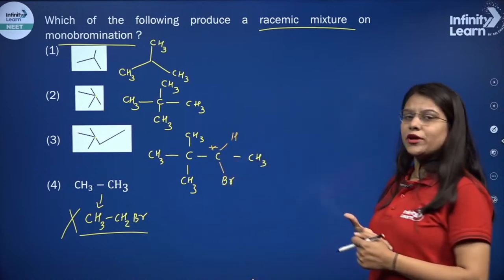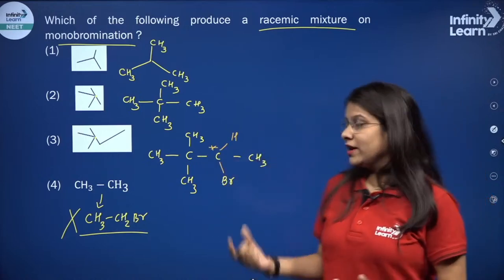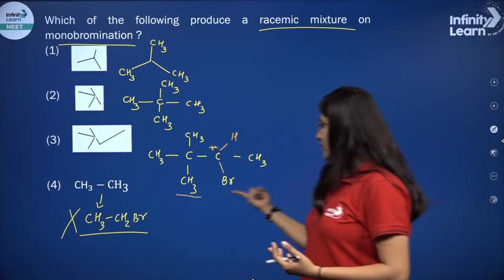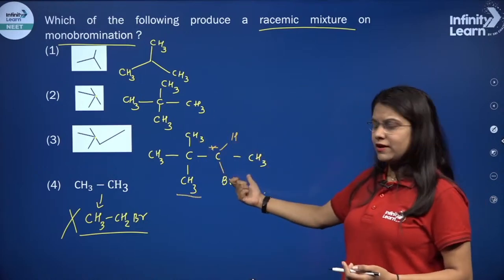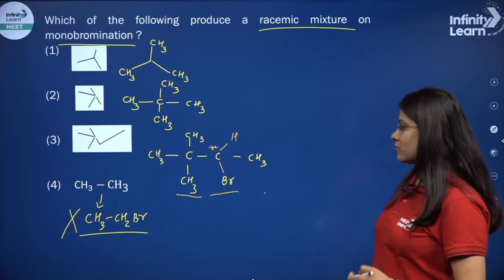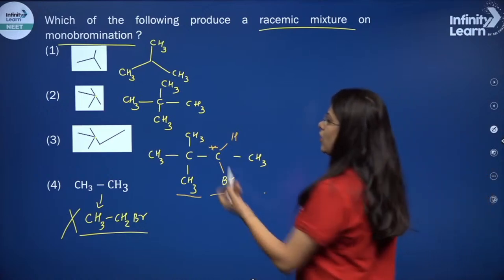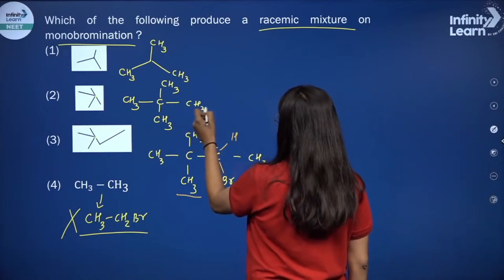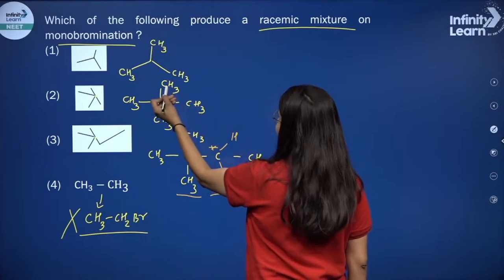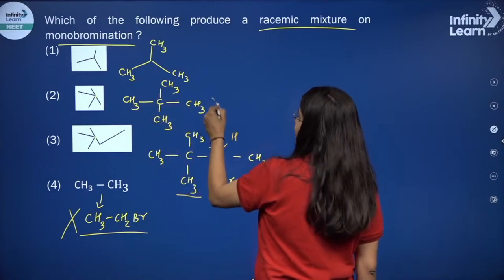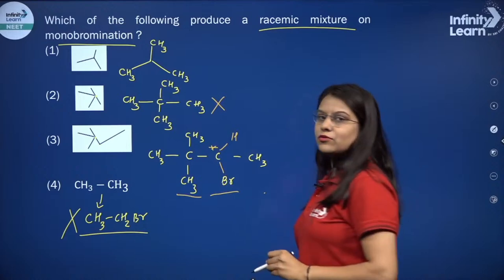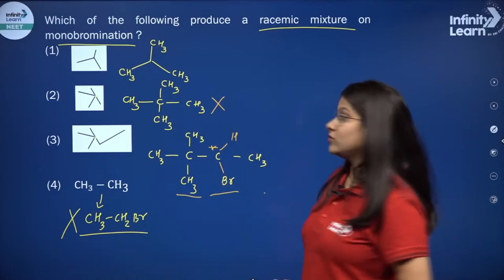So when I take its mirror image, it will give me what? Racemic mixtures. The mirror image will be different here, so this will give me a racemic mixture. Now if I talk about this, it will be CH2Br, or here, it will be CH2Br only. So there will not be any chiral carbon. If a chiral carbon is not there, they will not form racemic mixtures.